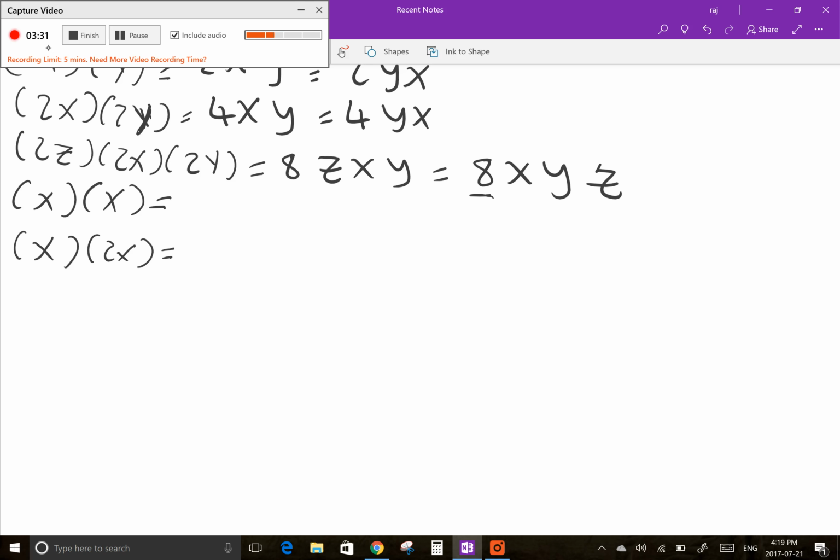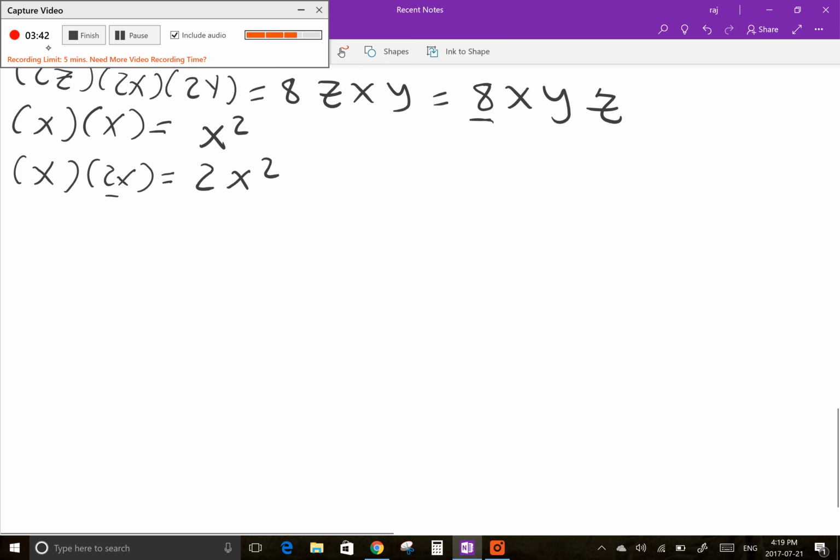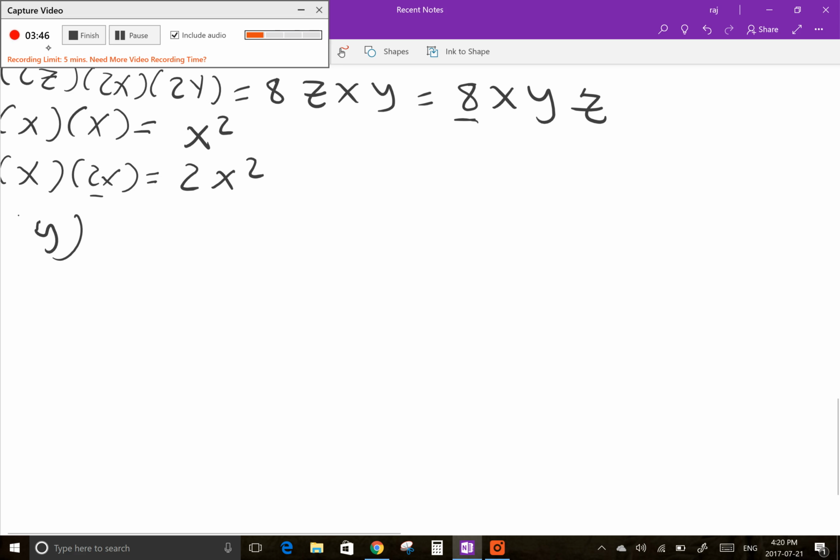x times x is x squared. Now x times 2x is 2x squared, because you have a 2 here. Now let me give you one more example. Let's do y this time. y times y times 2y times x times z.